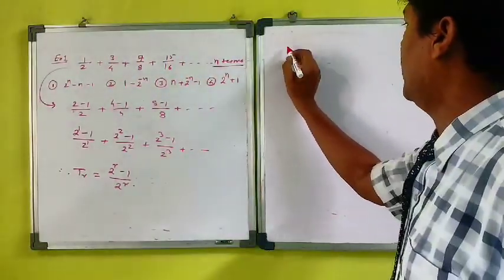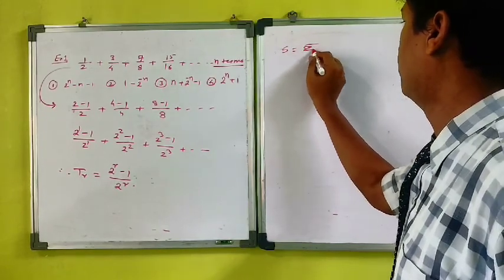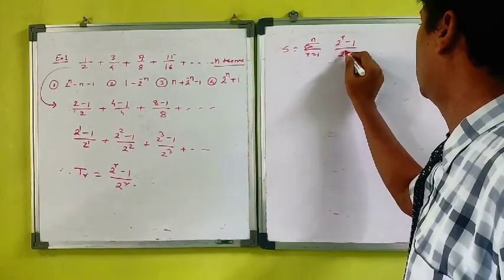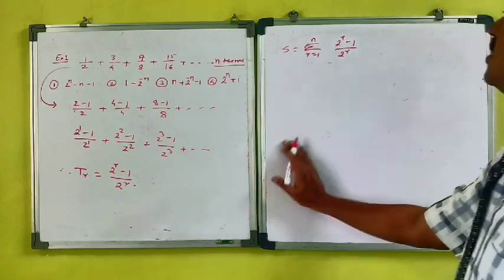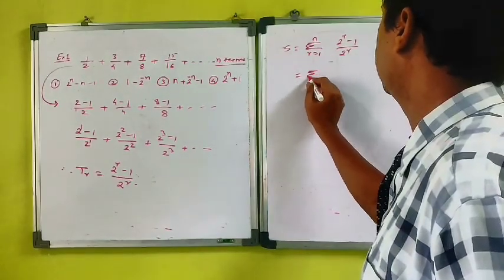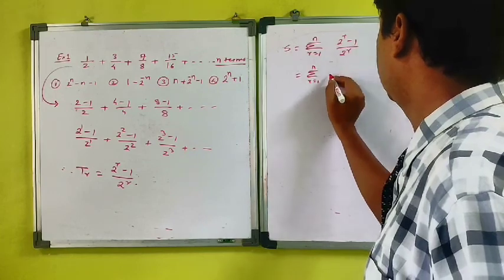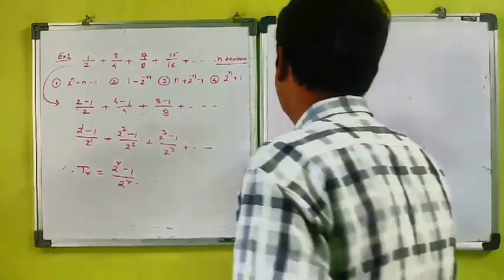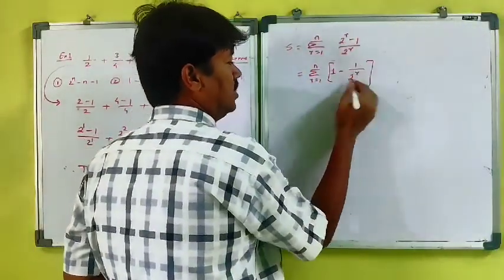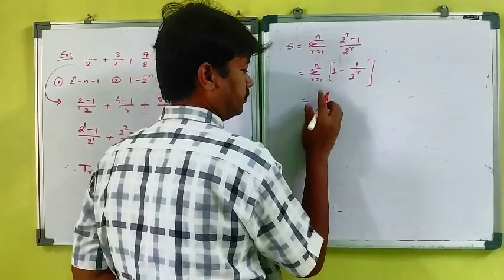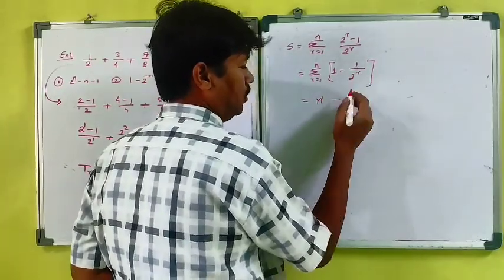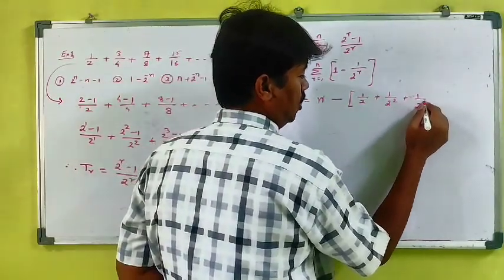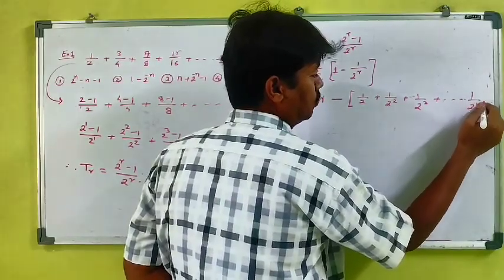So the summation S is equal to sigma r is from 1 to n, 2 raised to r minus 1 upon 2 raised to r. By separating this, we can say that it is sigma r is from 1 to n, 1 minus 1 upon 2 raised to r, which is, when you put the values here, sigma 1 is nothing but n. And minus sigma, putting the values here, it is 1 upon 2 plus 1 upon 2 square plus 1 upon 2 cube, like this, up to 1 upon 2 raised to n.